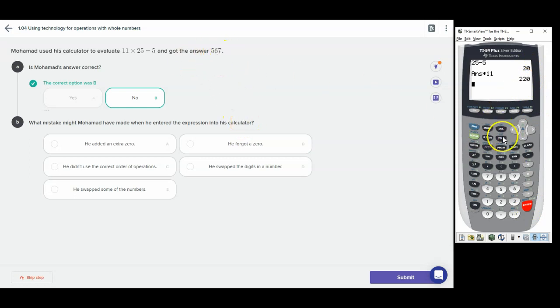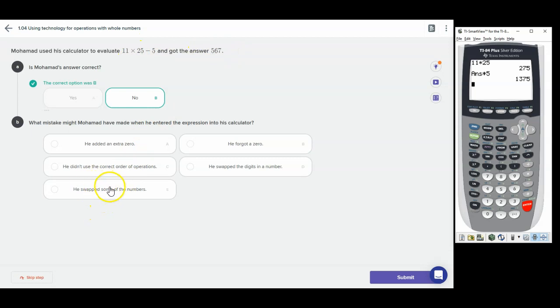So what else might he have done? Let's clear our calculator again. What if he did it right to begin with, 11 times 25, and got this answer? And what about if he then multiplied that by 5 again? No, he got 1375. So far, it doesn't look like he didn't use the correct order of operations. We tried that and we didn't get his answer.